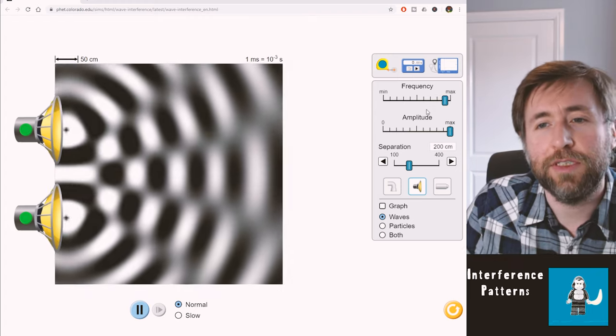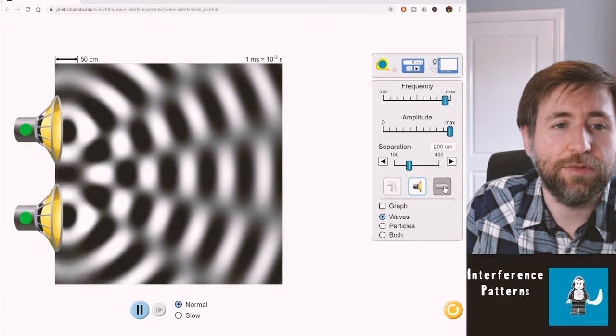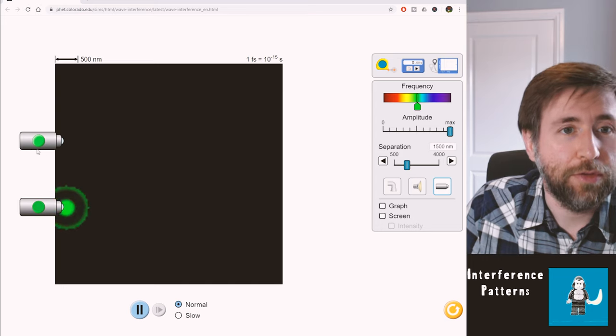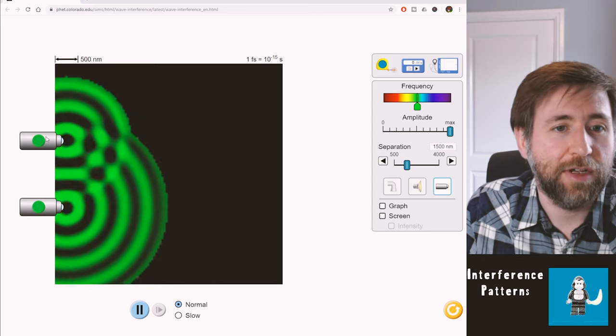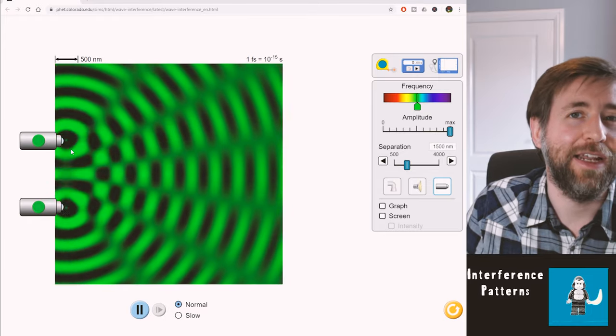You can really use these simulations to get your head around this idea of interference, including interference with light, which is what we're going to go on to with laser light and diffraction gratings, in what is a really important core practical, required practical, or PAG in A-level physics.